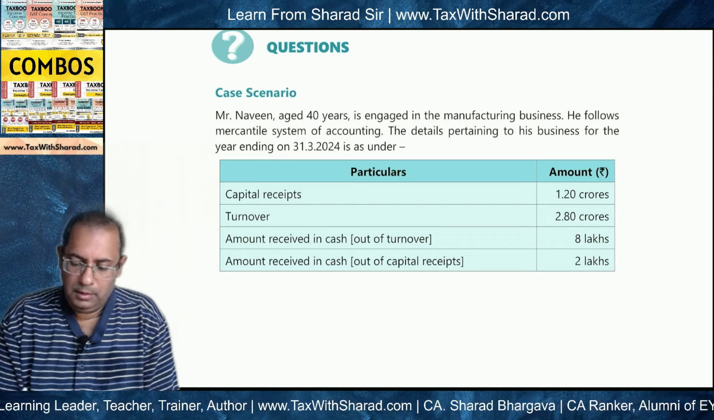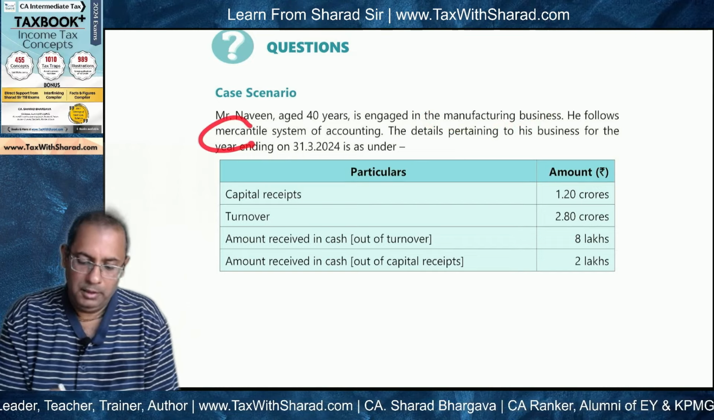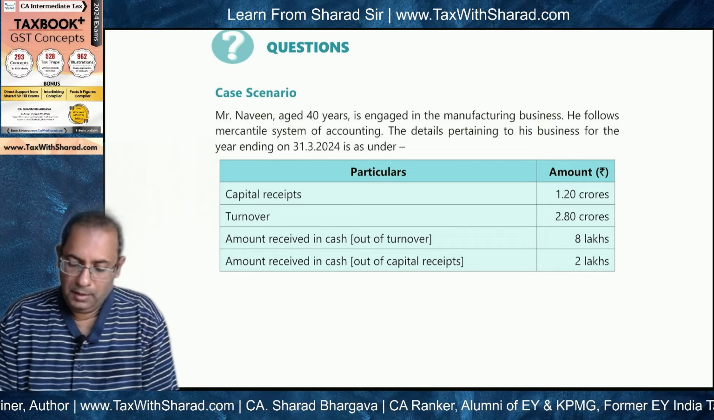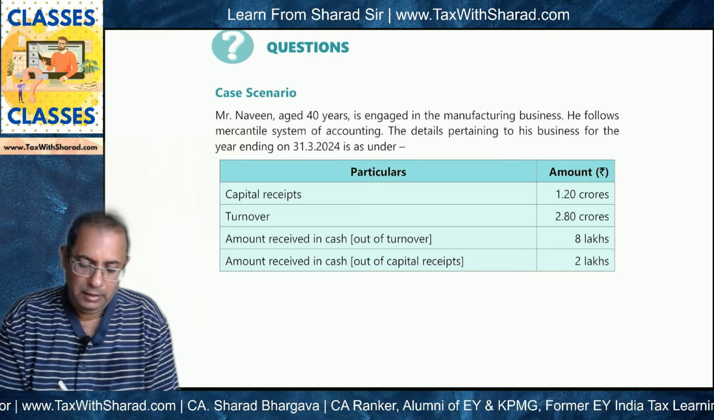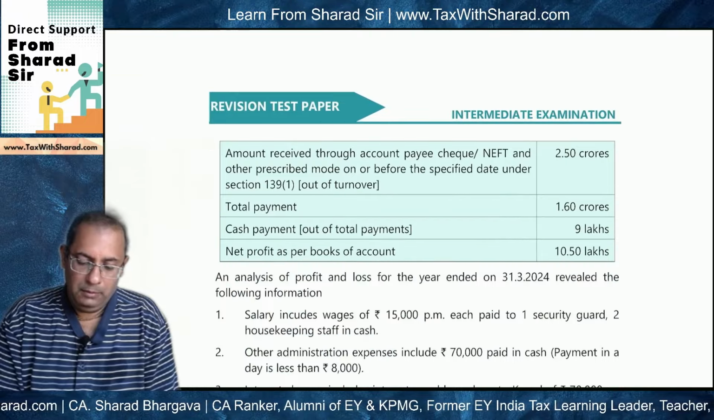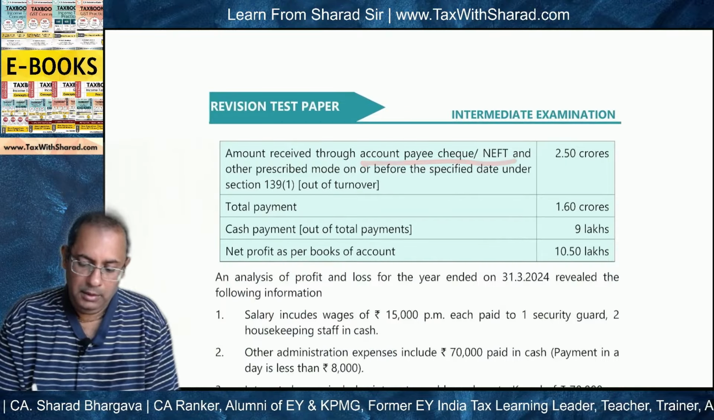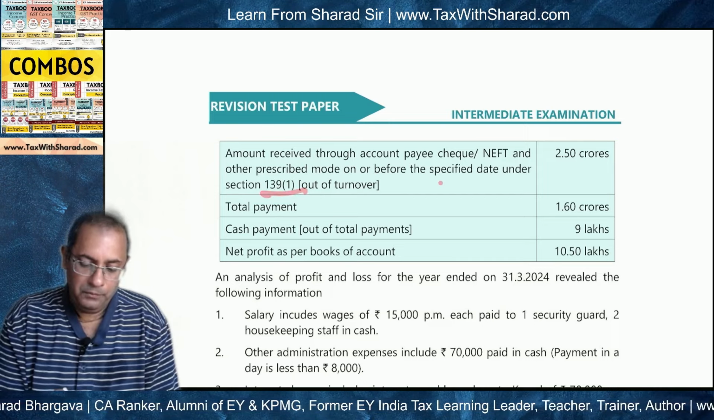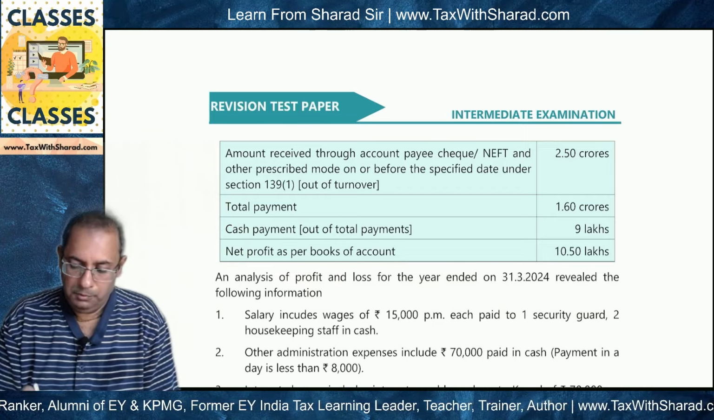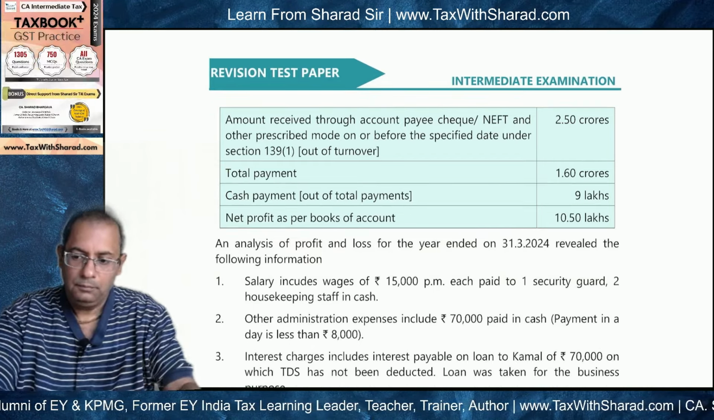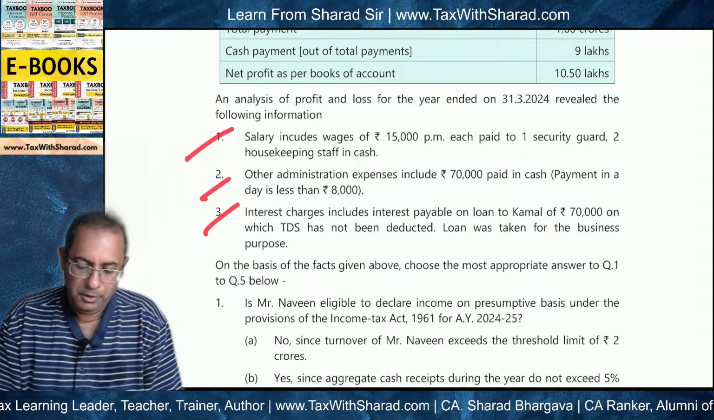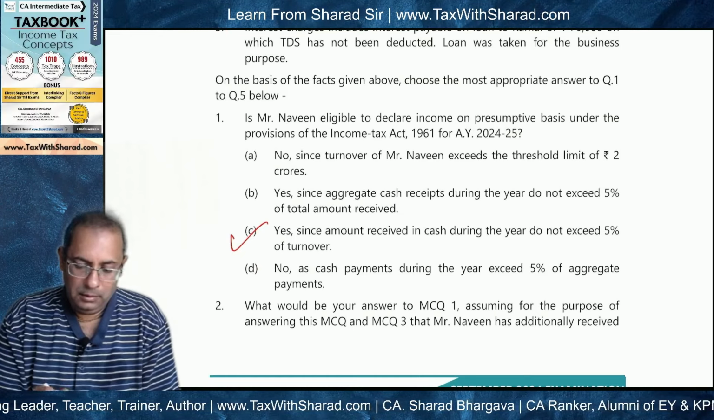Mr. Naveen is engaged in manufacturing business and he follows the mercantile system of accounting. Details pertaining to his business are as under: capital receipts, turnover, amount received in cash out of turnover, amount received in cash out of capital receipts, and then the amount received through account payee cheque and EFT on or before the 139 due date. Then we have total payments, cash payment out of total payments, and the net profit as per books of account. Then there is some information given, and then we have the MCQs.